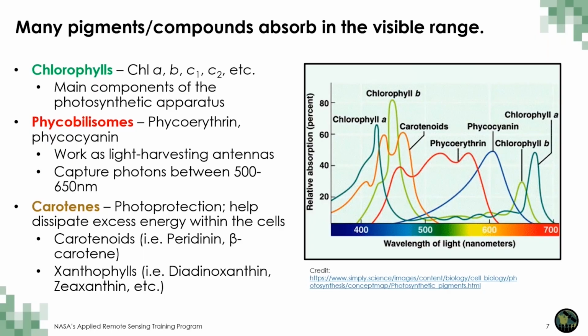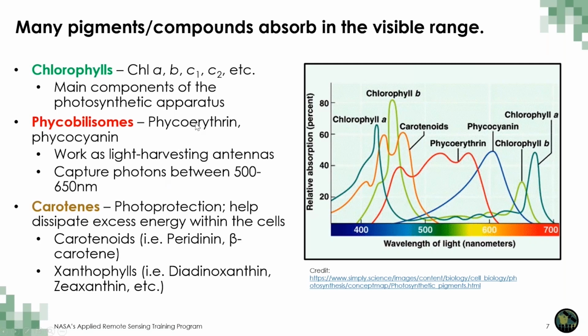First, as most of you know, most photosynthetic organisms have chlorophylls. Depending on the organism, they may have chlorophyll A, B, C, C2, etc. And these are the main components of the photosynthetic apparatus. Here on the right, we see a graph where some of these pigments absorb. You see that the chlorophylls in particular usually absorb in the blue and the red region of the spectrum. This is why, for instance, most plants are green.